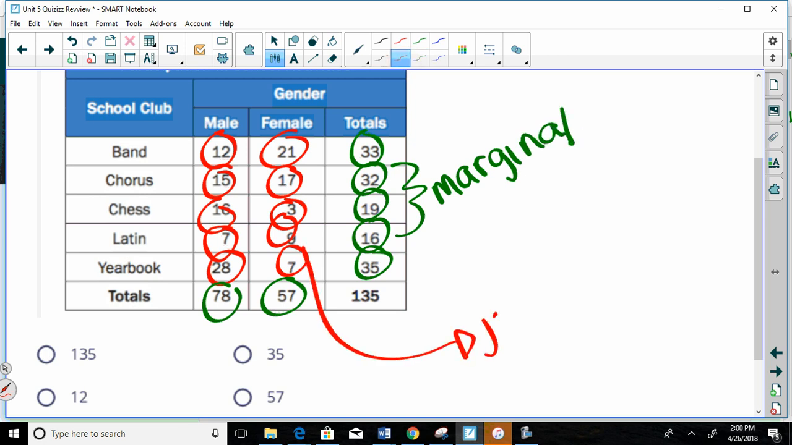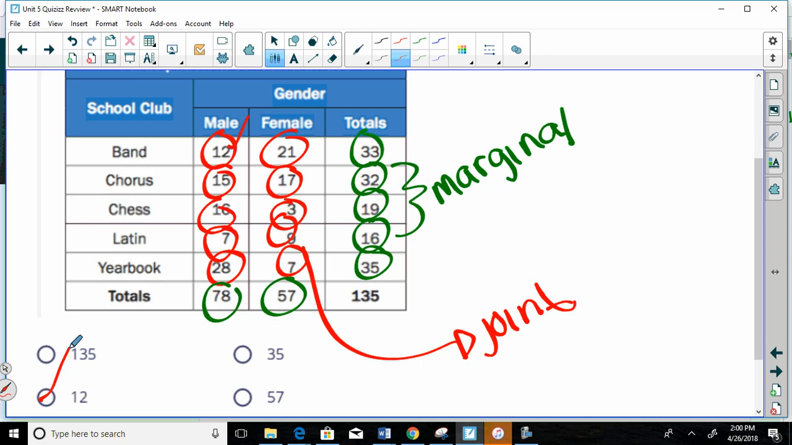The red is your joint. So which one of these numbers is the joint frequency? 12. Joint is your main data that you collected.